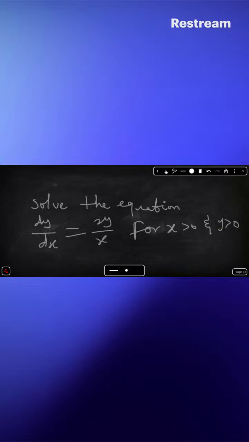Now, let me write out the question. The question says dy over dx is equal to 2y over x. Then how are you going to solve this question?